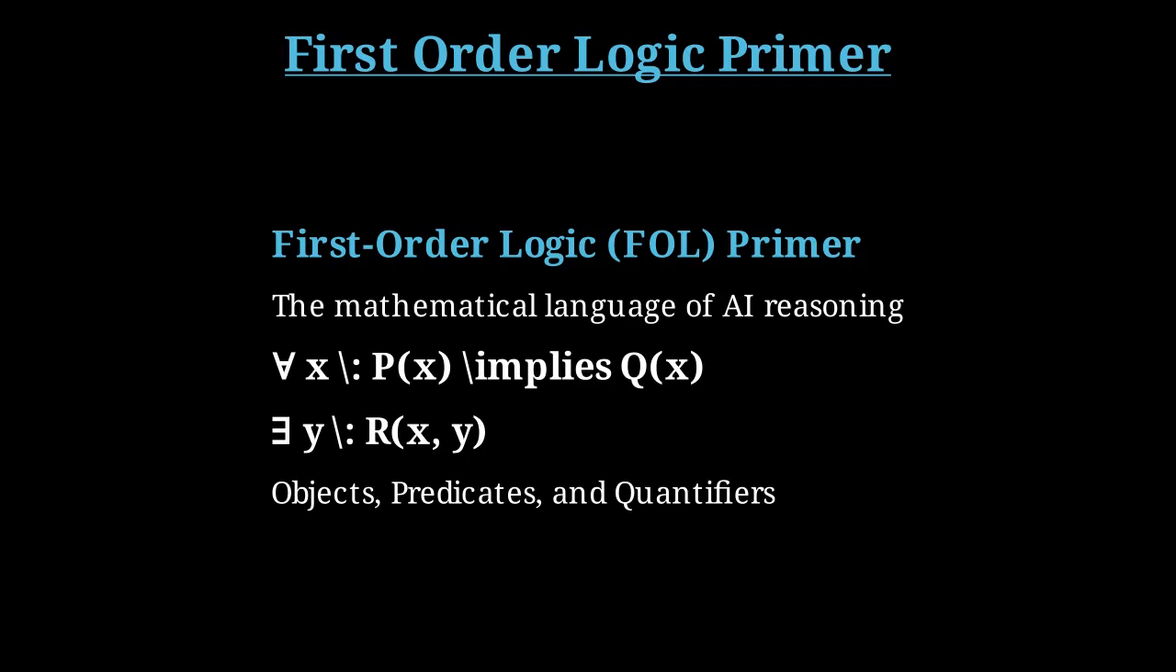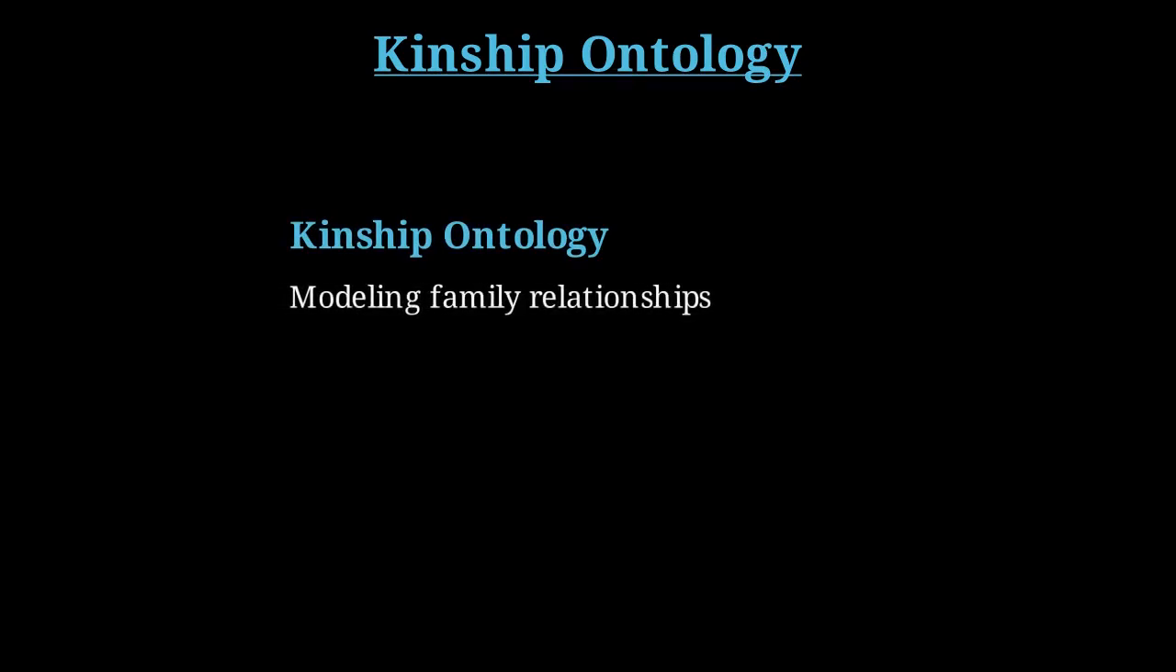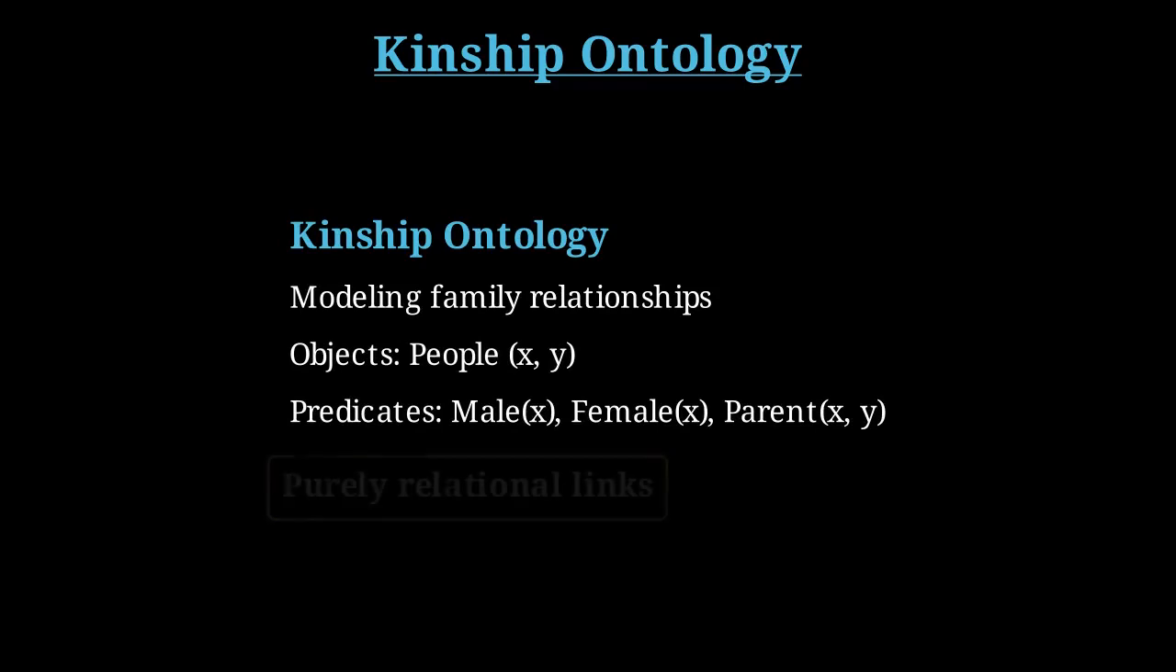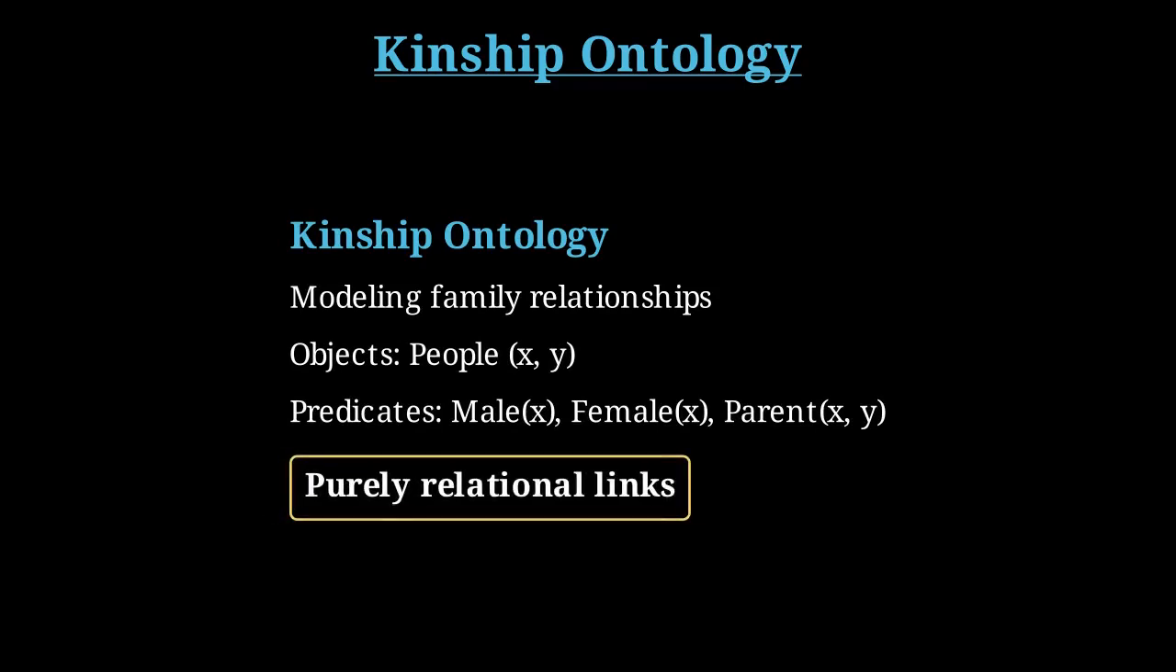Through logical connectives like and, or, and implies, we can string these predicates together. An English sentence is transformed into a rigorous mathematical equation an AI can evaluate. Let us look at our first domain, kinship. This domain represents family relationships. The objects in our ontology are simply people. The relations are kinship terms: parent, child, spouse, male, female.